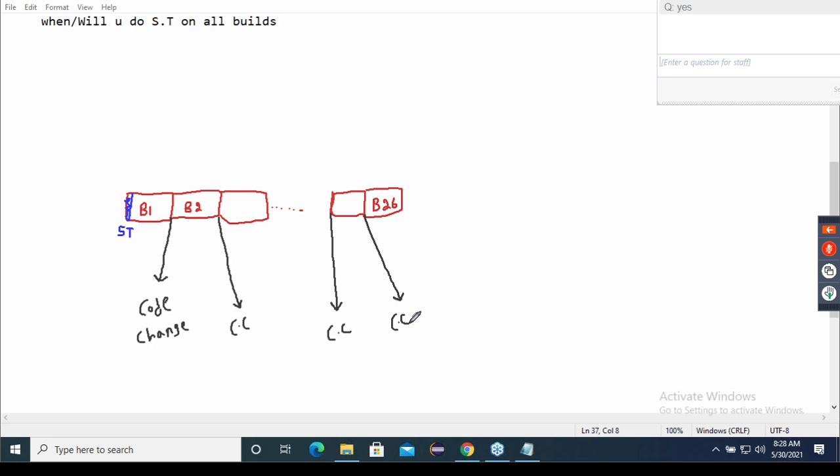Now the question is, in B1, my smoke features were working fine. What is the meaning of smoke features? Tell me, guys. In build one for smoke testing, I have taken, let's assume module number 1, module number 4, and module number 5. Only these 3 features I have done smoke testing. So I can call them smoke features.